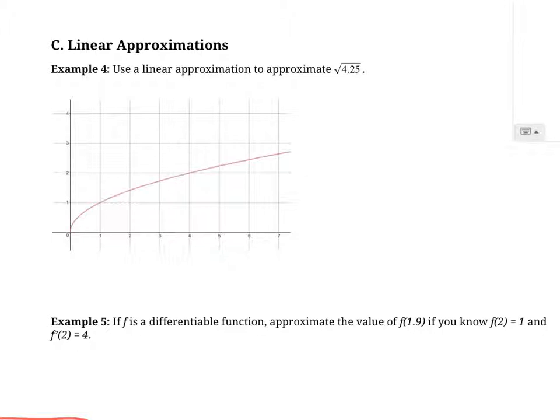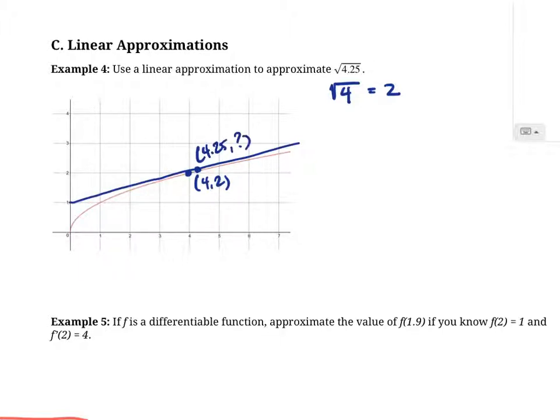Well, we don't know the square root of 4.25, but we know the square root of 4 is just equal to 2, right? This is a value that's pretty close to 4.25. So can we use this to determine our value of the square root of 4.25? Well, let's think about it. If we choose the point (4, 2) on our function, and we had the equation of a tangent line through that point, could we use that to approximate the value at 4.25?